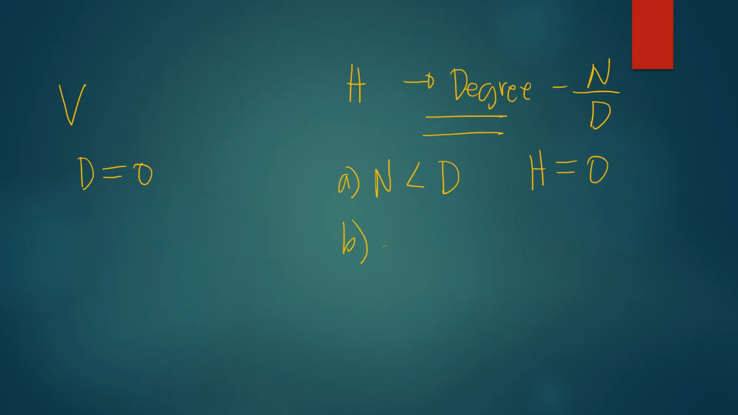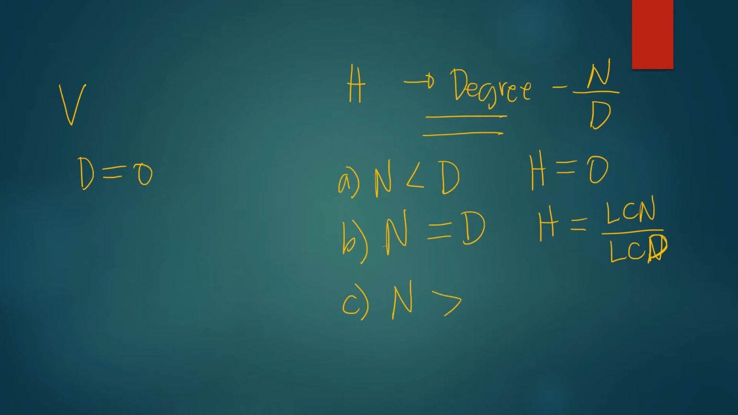But when the degree of the numerator is equal to the degree of the denominator, to get the horizontal asymptote, we simply get the ratio of the leading coefficient of the numerator and the leading coefficient of the denominator. And lastly, when the degree of the numerator is greater than the degree of the denominator, there is no horizontal asymptote.